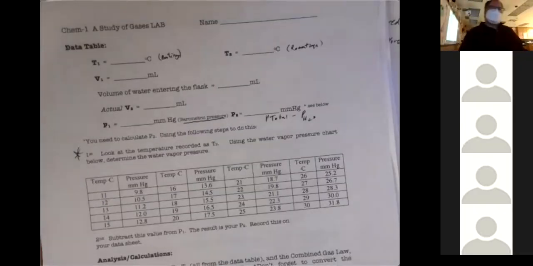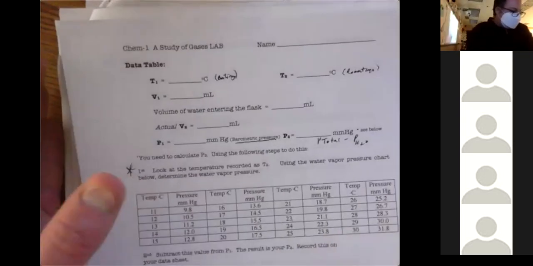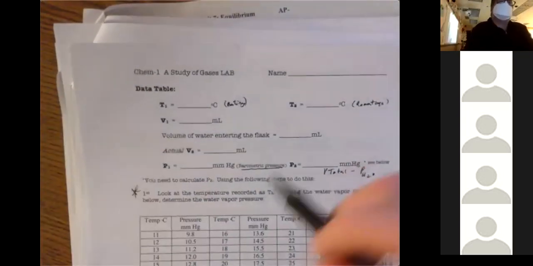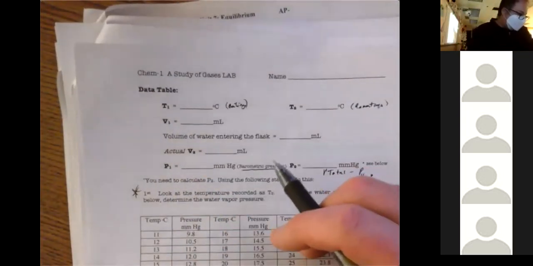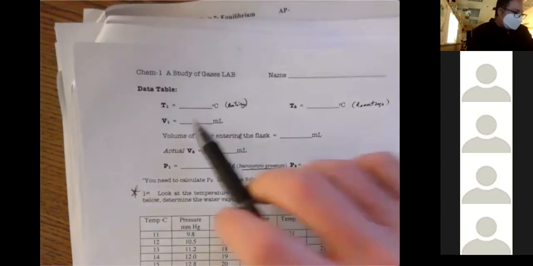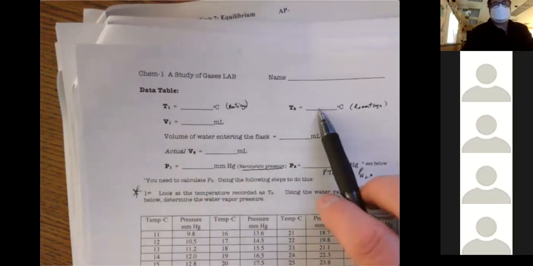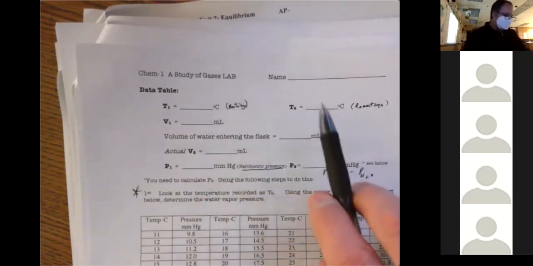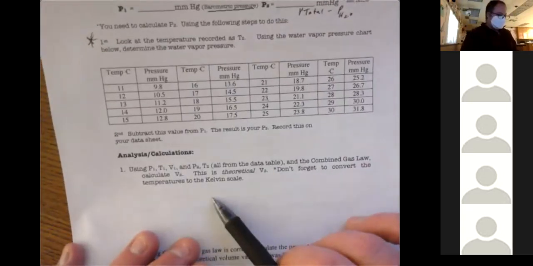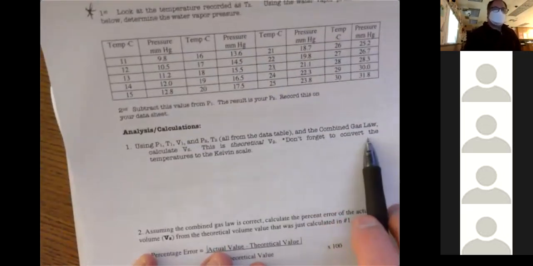So if we take a look, combined, this is not the lab you just did. This is the one before. I went through and graded them. Some of you guys used T1 and T2 keeping it in Celsius. You've got to convert this whenever you're using this formula. Whenever you're using this formula down here, you've got to convert that to Kelvin. It says it right here: don't forget to convert the temperature to the Kelvin scale.